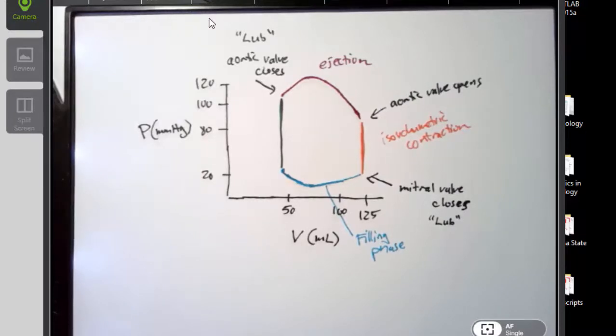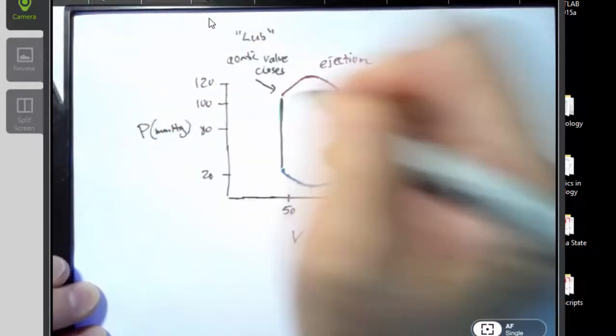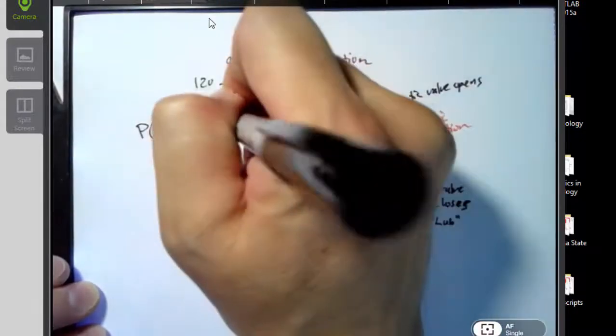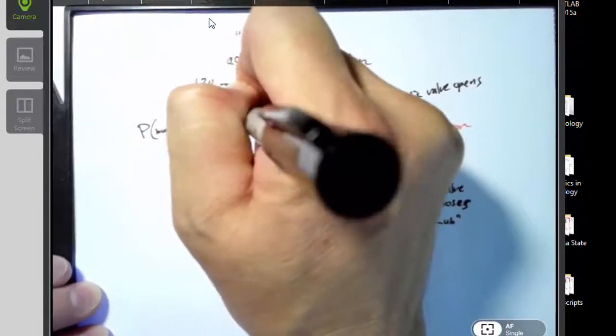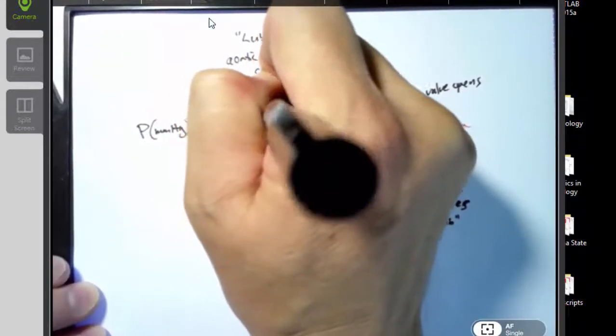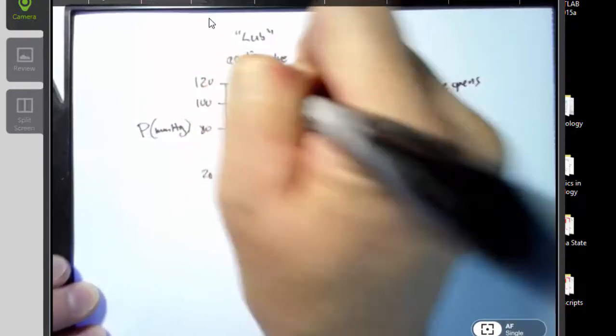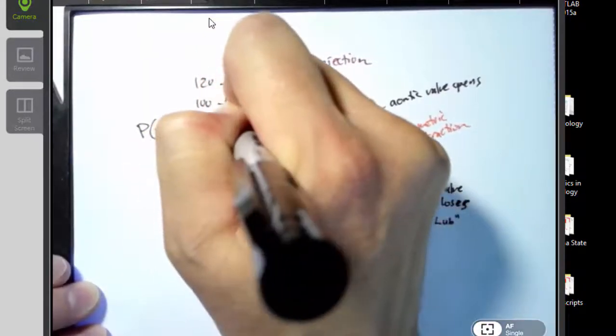Okay, so it's very similar reasons. This is sort of parallel in a sense to the isovolumetric contraction. On this part of the pressure volume loop, we have isovolumetric relaxation. So I'll write that in, isovolumetric relaxation.